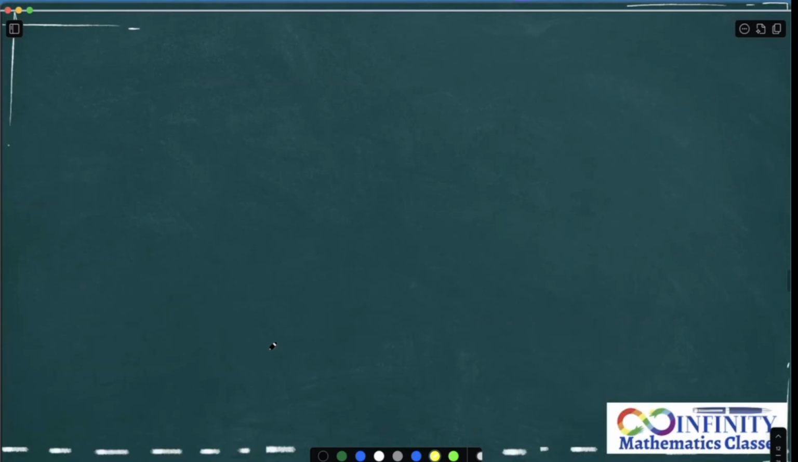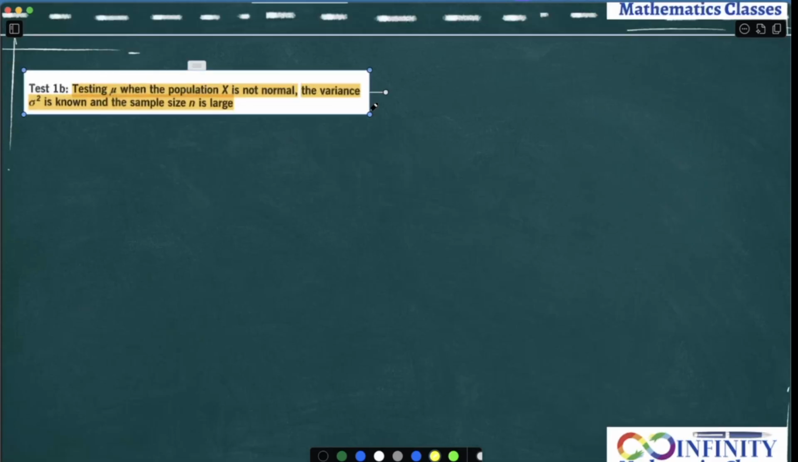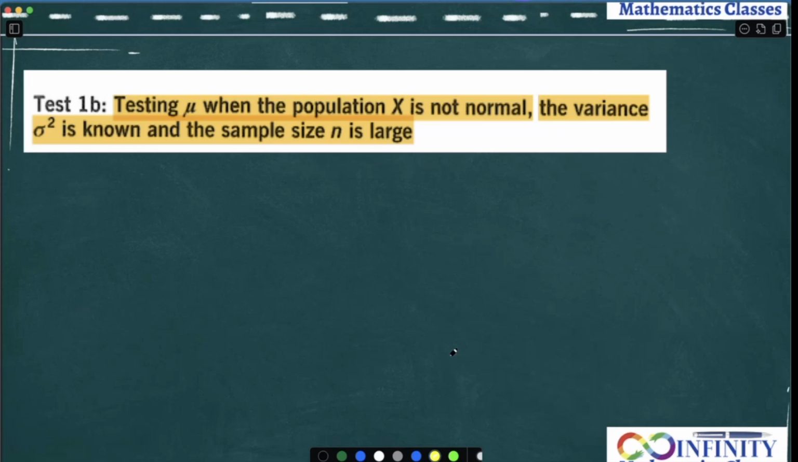Let us talk about the second type of question. Earlier the situation was that the population is known to be normal. This time the population is not normal, but the variance is known, and the sample size is large. Large by default means bigger than 30, like we discussed in the previous question.